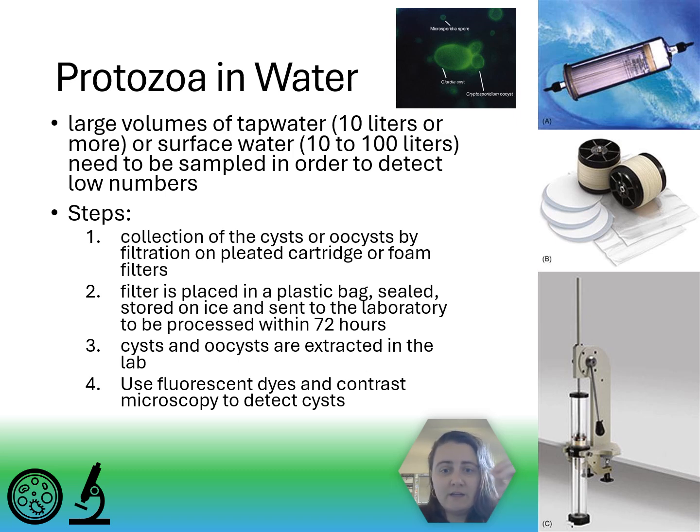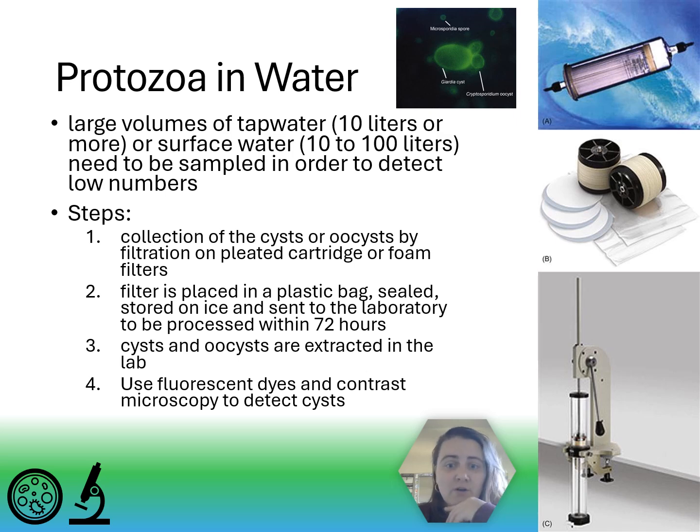So same idea here. We will try to filter the water through, in this case, a cartridge, which you can see on the right side of the screen. And then that cartridge itself actually gets sealed and stored on ice and sent to a laboratory that needs to be processed within 75 hours. And extracting the cysts is a very, very specific procedure that's done by a lab where they use fluorescent dyes to provide contrast to be able to detect them by microscopy. So this is not something that can be done instantaneously in the field.